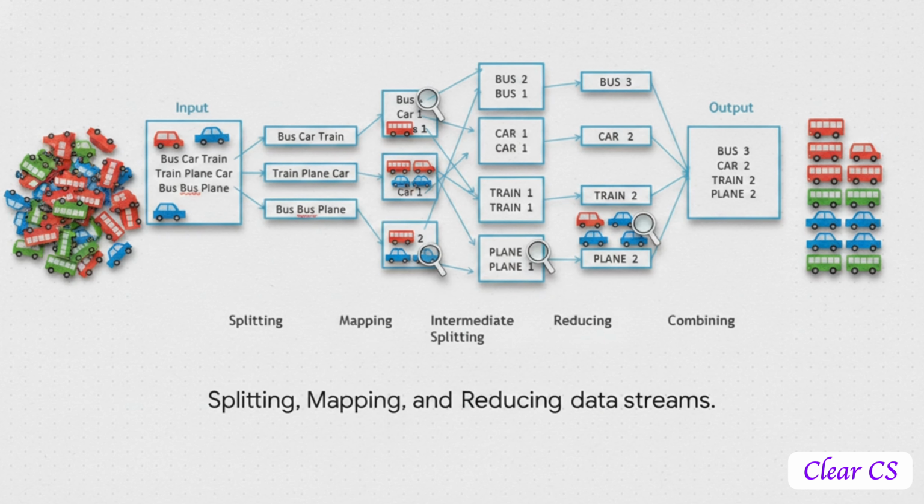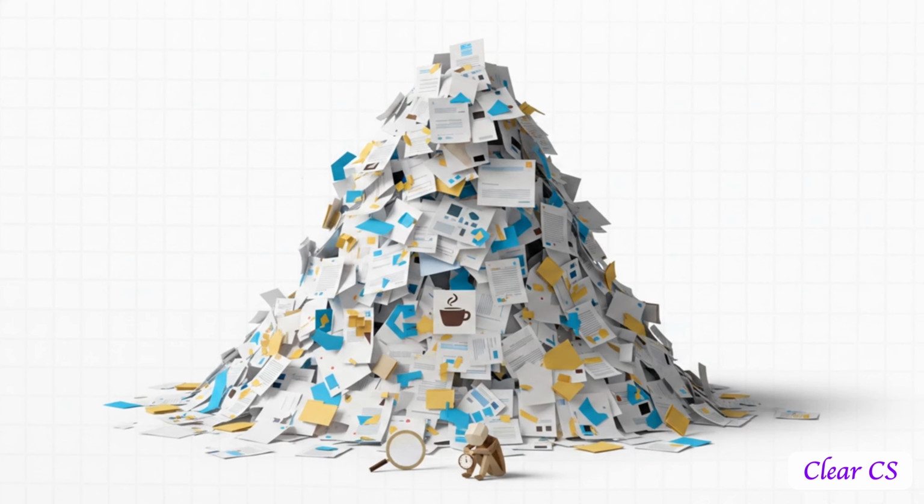Then, mapping nodes take those batches and start sorting them totally independently, picking out the buses, the cars, and the trains in their specific little chunk. Finally, the reducing nodes collect all these intermediate results and combine them into a beautifully organized, perfectly clean output of counted vehicles. It's brilliant.